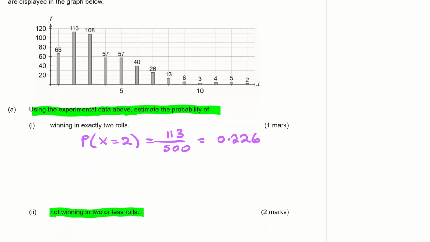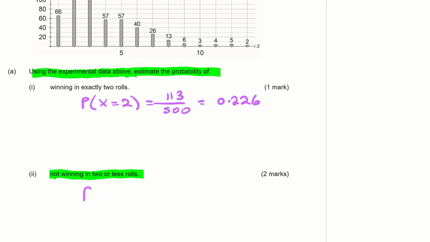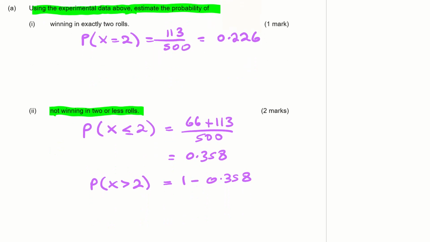Not winning in 2 or less rolls. So, the probability of winning in 2 or less rolls is going to be 1 roll, add 2 rolls, divided by 500, and that gives us 0.358. Therefore, not winning in those 2, or winning in 2 or more, is just going to be 1 take away 0.358, which is 0.642.